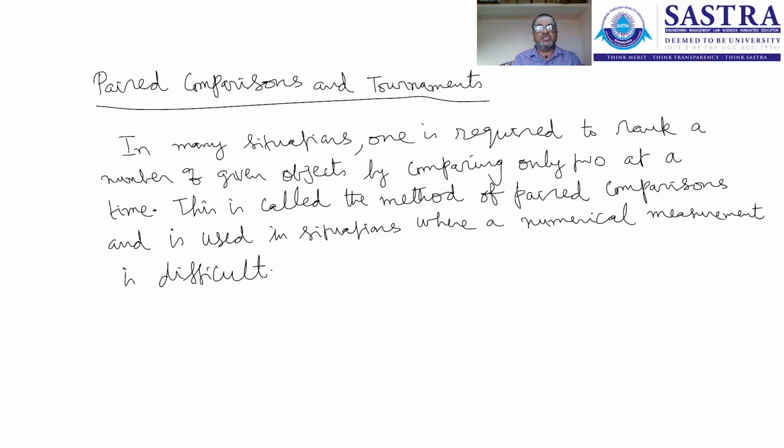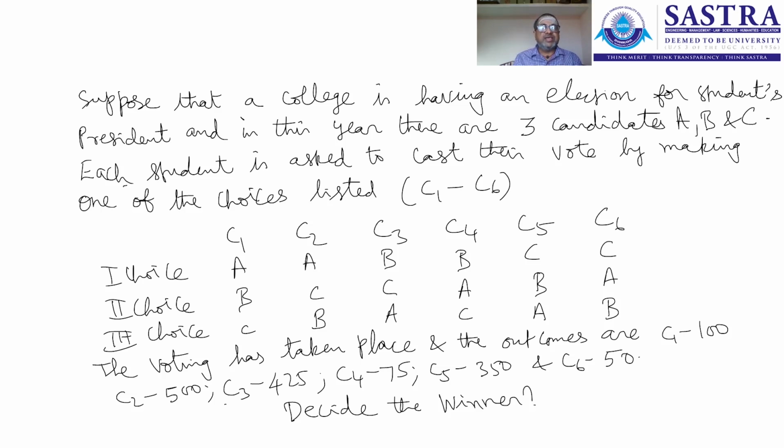So in such cases, we can use directed graphs for making a scientific decision. As an example of the decision making problem, I take a simple one which you can extrapolate to other situations. In a college, an election is to be conducted and three candidates participate for the post of president. We call them A, B and C.